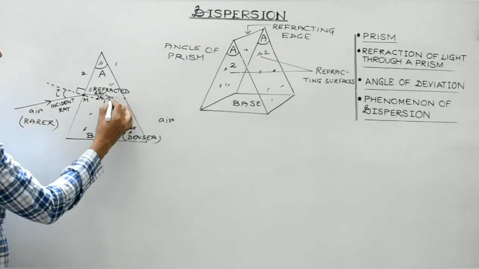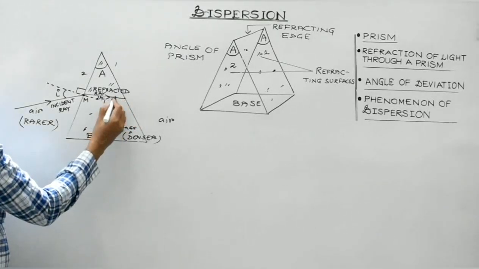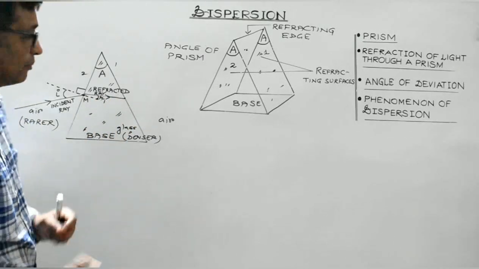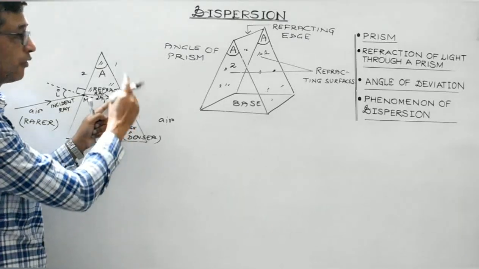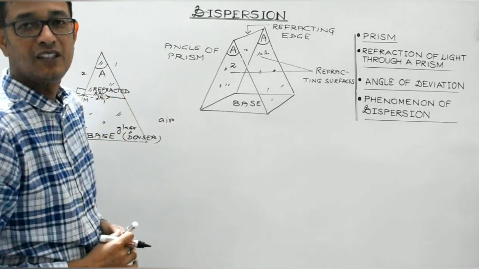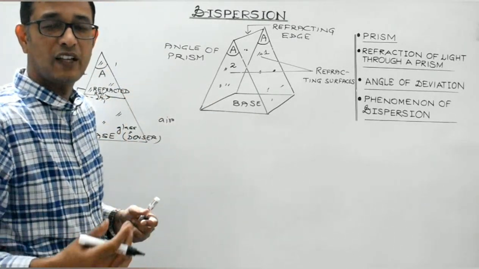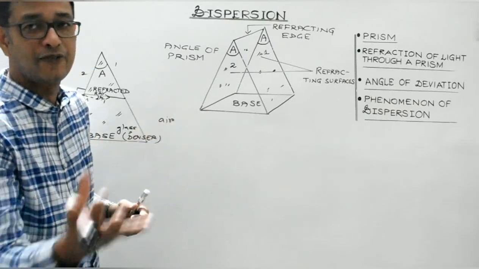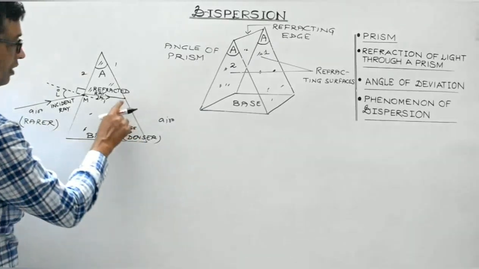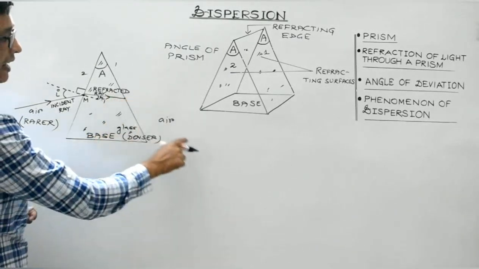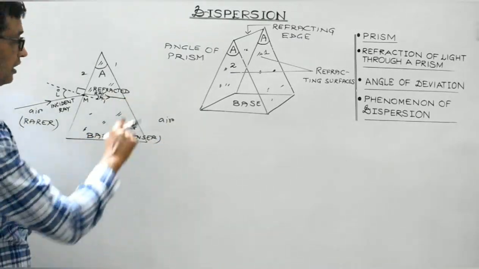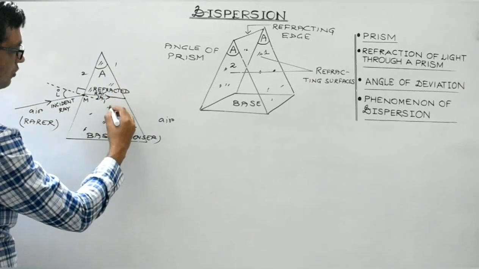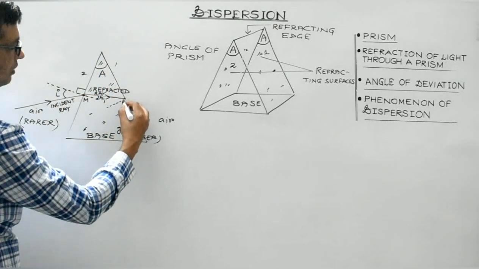At this point, the ray of light will again suffer refraction. Why? Because this ray of light now will travel from denser to rarer medium. And as per the rule, when the ray of light travels from denser to rarer medium, it will tend to bend away from the normal. Right? Again, before we draw the ray diagram for the emergent ray, we need to draw normal over here. So let's draw the normal. It has to be drawn with the help of dotted lines. This is the normal.